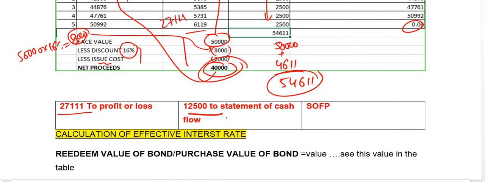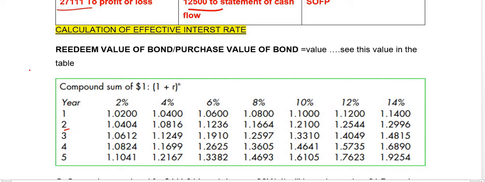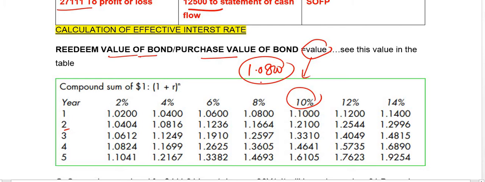Now if there is no effective interest rate given, how will you calculate it? There will be a redeem value of the bond, and there will be some purchase value of the bond. You will divide the redeem value of the bond by the purchase value of the bond, then you will get a value, and this value you will search in this discount table. Let's say you search and the value comes like this, 1080, then you check in the table and you will get here this 8%. Let's say you check in the table and the value comes like this, 449. Then you again check in this table, and if you see here, your effective interest rate will be 12%. Okay, doing like this.